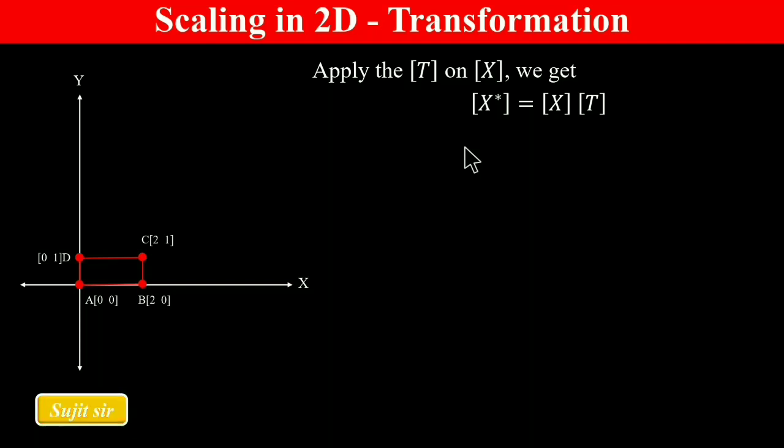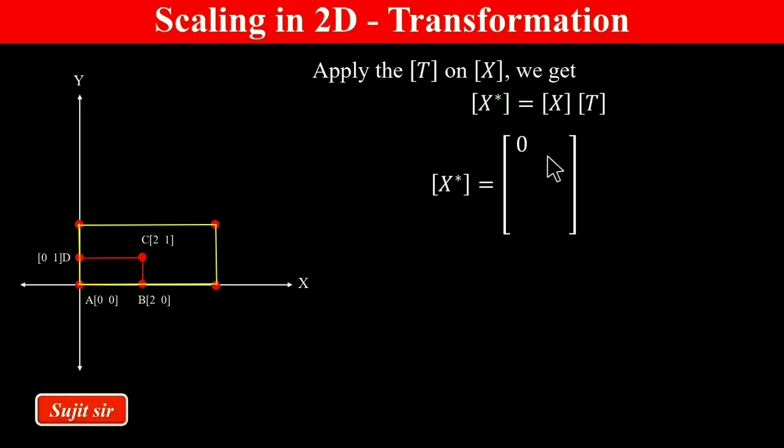So the point A will be transformed to A star, B will be transformed to the B star position, C is transformed to the C star position, and D is transformed to the D star position. What are the coordinates of these points A star, B star, C star, and D star? We are going to calculate them by using the formula X star is equal to X into T, where the matrix X is [0 0; 2 0; 2 1; 0 1], and T is [2 0; 0 2].